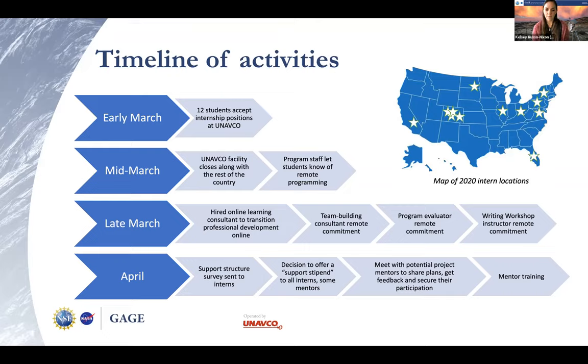Then starting in April is when we really started looking at the support structures that interns were going to need this summer. So we sent a survey out to gauge where they were for the summer. Based on those results, we ended up offering a support stipend to all the interns and some mentors. I have some more information on this later in the presentation. And then, of course, we had to meet with the project mentors, share our plans, get their feedback, and make sure that they were on board. And then we facilitated a mentor training.